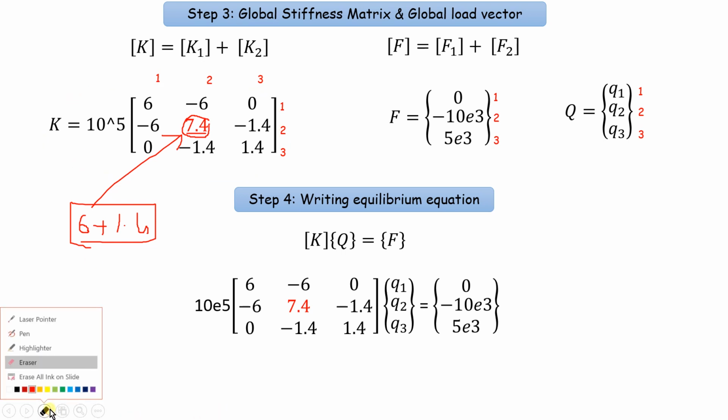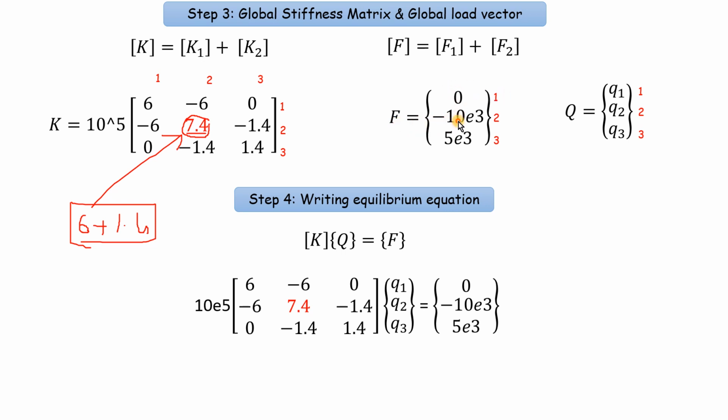Next, similarly, you write down the global force vector. Here there are only point loads on the given bar, no distributed load, so we will directly write this force. The force on node 1 is nothing, there is no force on node 1, so 0.